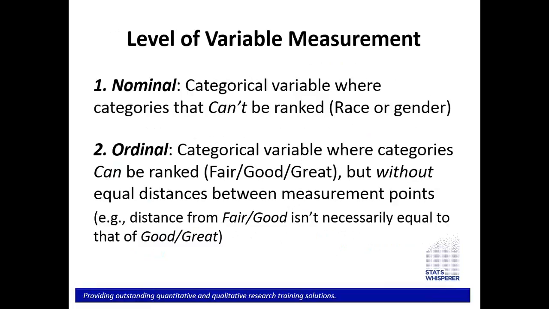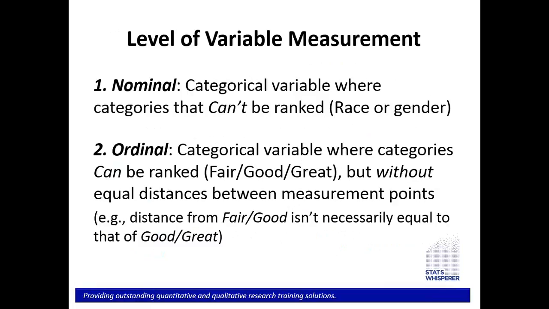Now, number 2, ordinal. Ordinal is a categorical variable where the categories can be ranked, such as fair, good, or great. So if you were rating a restaurant, you could rate the restaurants by fair, good, and great. So they're categories. You're putting the restaurants in categories of fair, good, and great, and there could be a hierarchy of those categories.